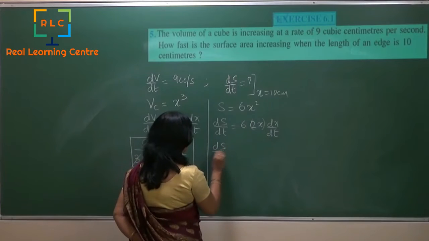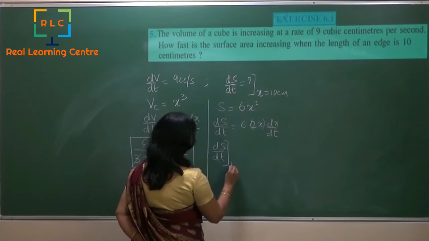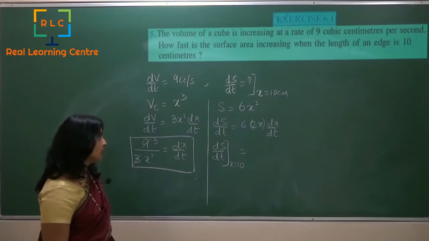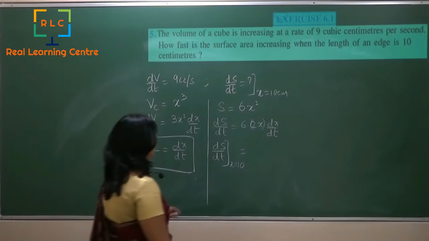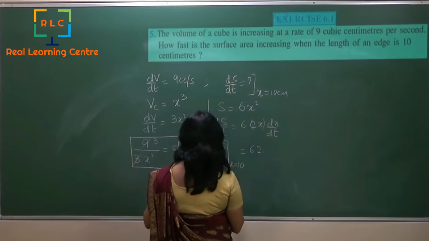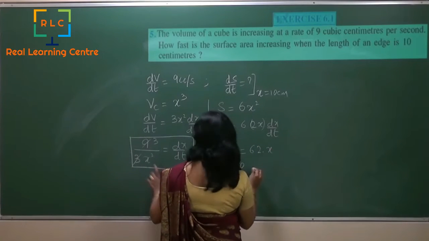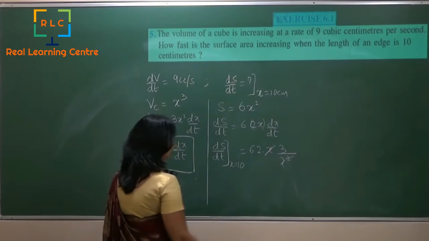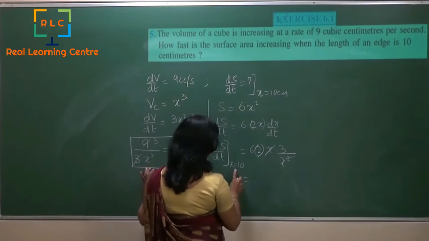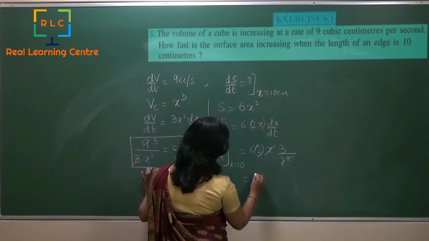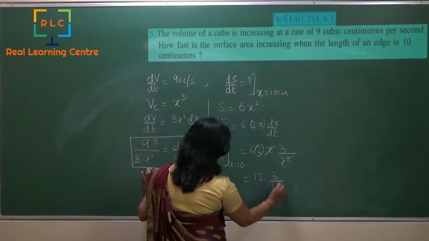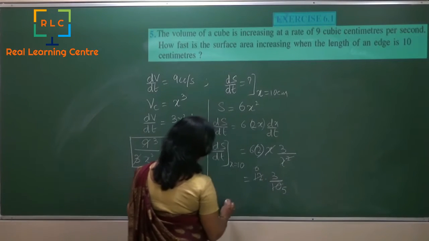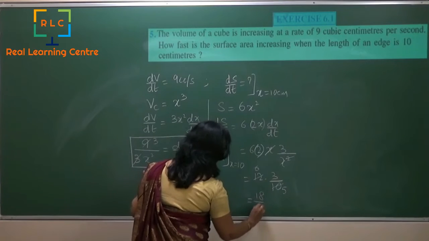Okay, so ds by dt at x equal to 10 is equal to what? But before putting x is equal to 10, let us write what this dx by dt is equal to. So 6 into 2 into x into 3 by x squared. 1x got cancelled. And then I'll put x is equal to 10 now. So you have 12 into 3 divided by 10, so it is equal to 18 by 5.